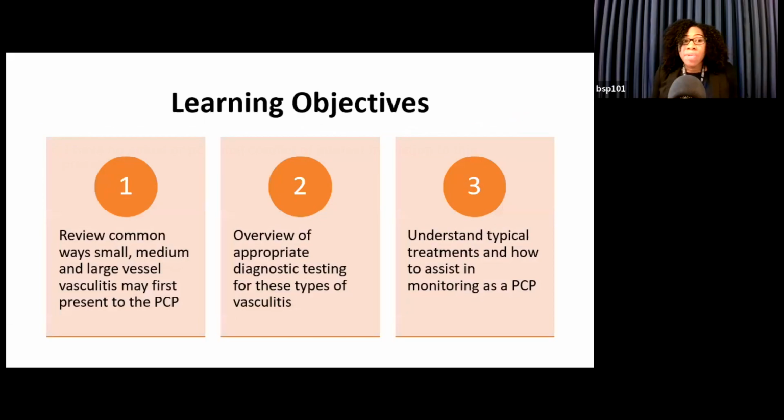We have three main objectives for today. First, we're going to review the common ways that small, medium, and large vessel vasculitis may first present to the PCP. Then we will go over appropriate diagnostic testing for these different types of vasculitis. And then lastly, we'll understand typical treatments for vasculitis and how the PCP can assist in monitoring for both side effects as well as disease evolution.